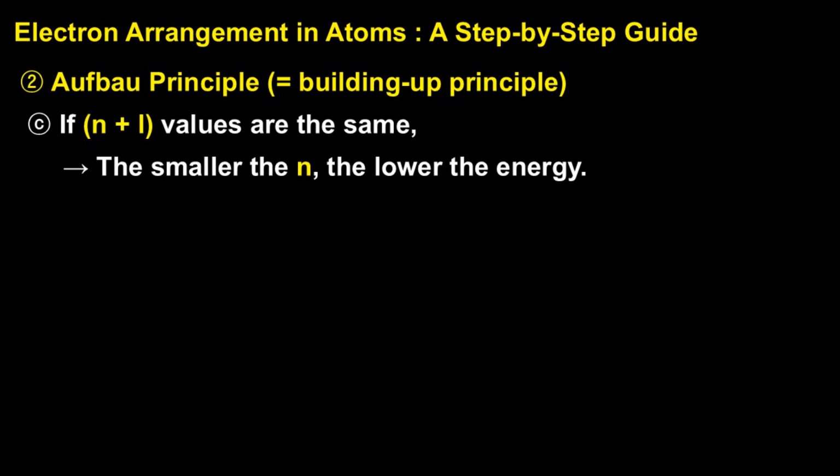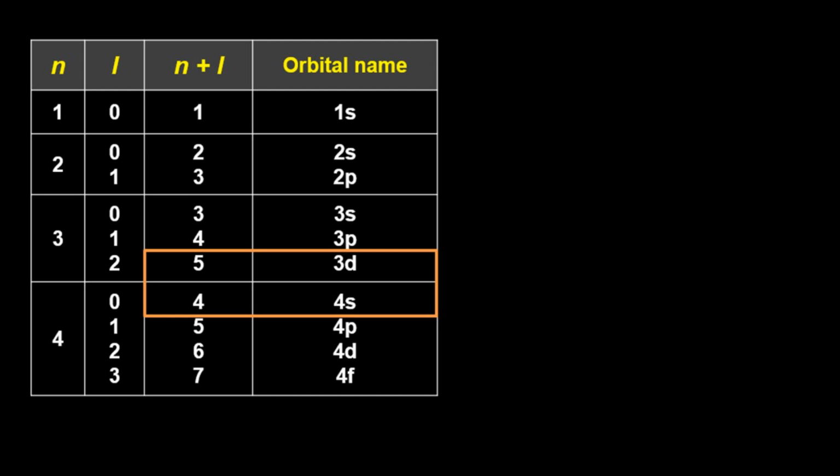This is exactly why the 4s orbital fills before the 3d orbital. For 4s, the principal quantum number n is 4, and the azimuthal quantum number L is 0, so n plus L equals 4. For 3d, n is 3 and L is 2, so n plus L equals 5. Since the 4s orbital has a lower n plus L value, it's lower in energy, and that's why it fills before the 3d orbital. Even though it has a higher principal quantum number, the energy rule tells us it comes first.